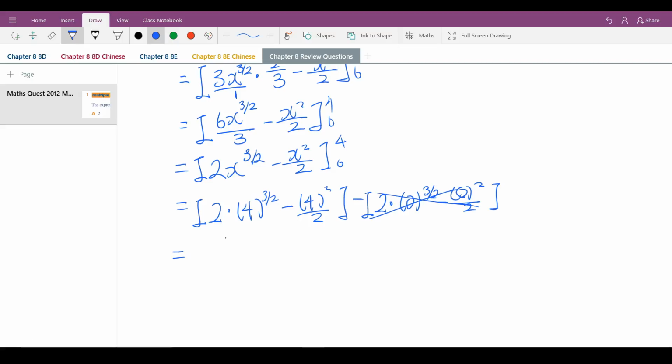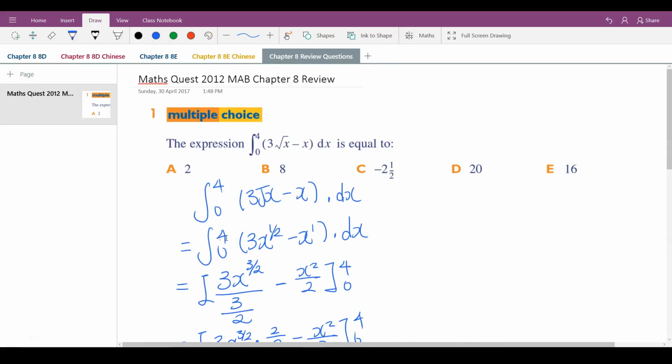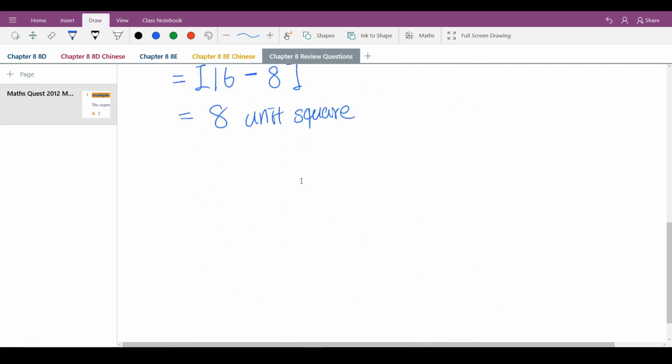4 to the power of 3 over 2 times 2 is 16, minus 4 to the power of 2 divided by 2, which is 8, is equal to 8 unit squared, because it is an area. So that would be answer B. Alright, simple. Let's go on to the next one.